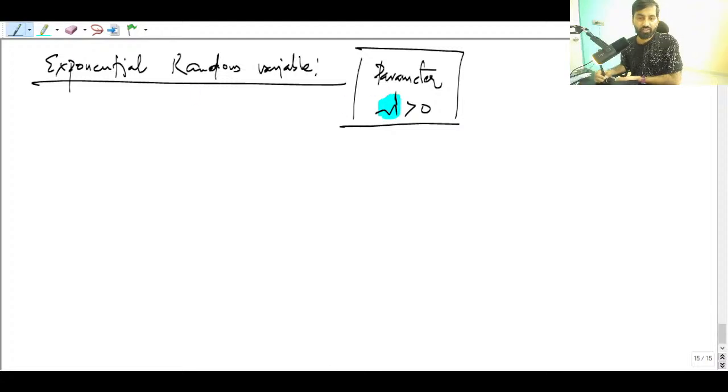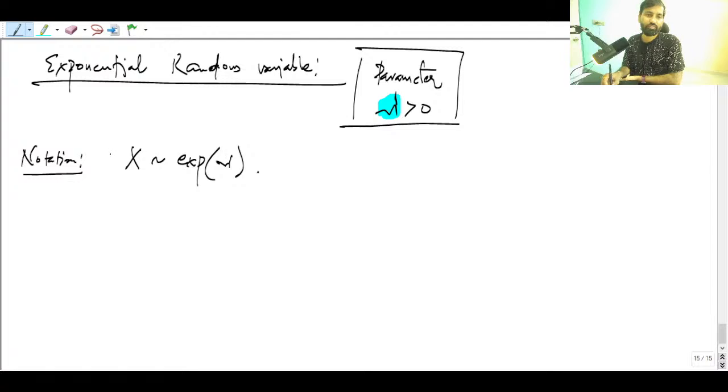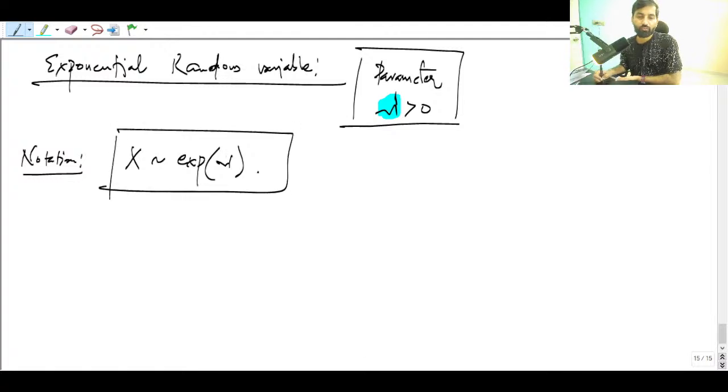Lambda is a parameter here, right? Lambda is gonna be the parameter. So notation कैसा रहेगा सर, अगर हम notation की बात करते हैं? So notation is nothing but exponential of lambda. Okay, if it is written like this, you have to understand this is talking about exponential random variable, right? Lambda is the parameter for exponential random variable.